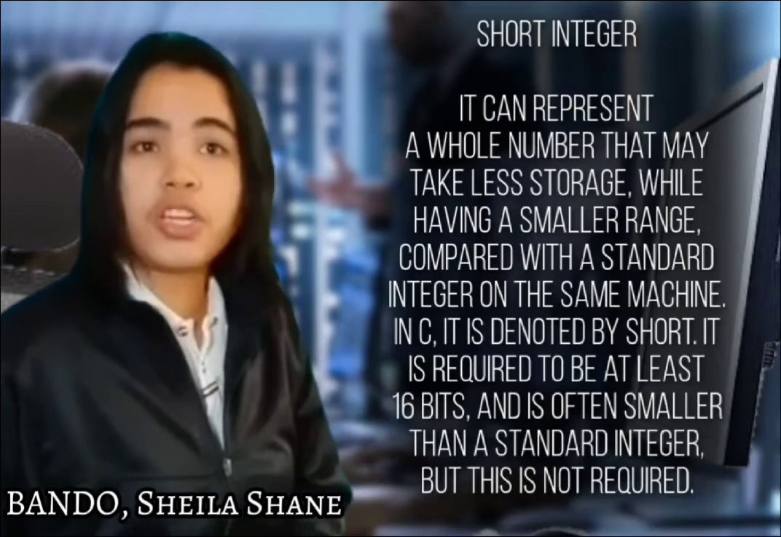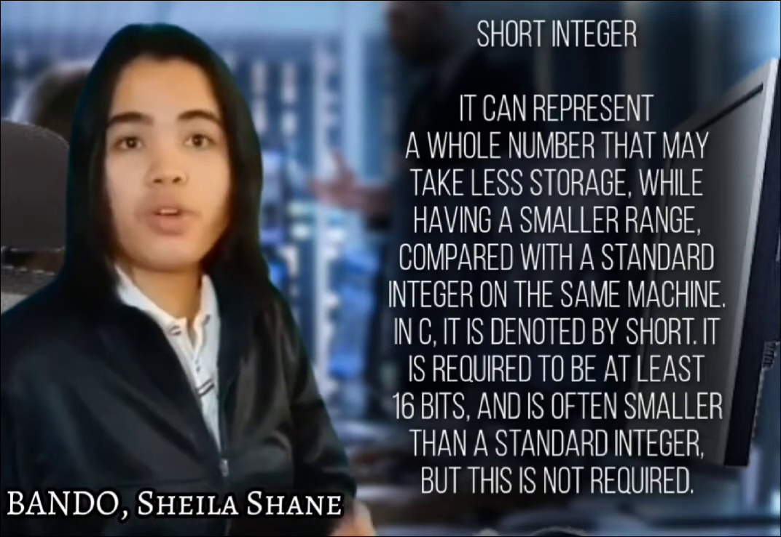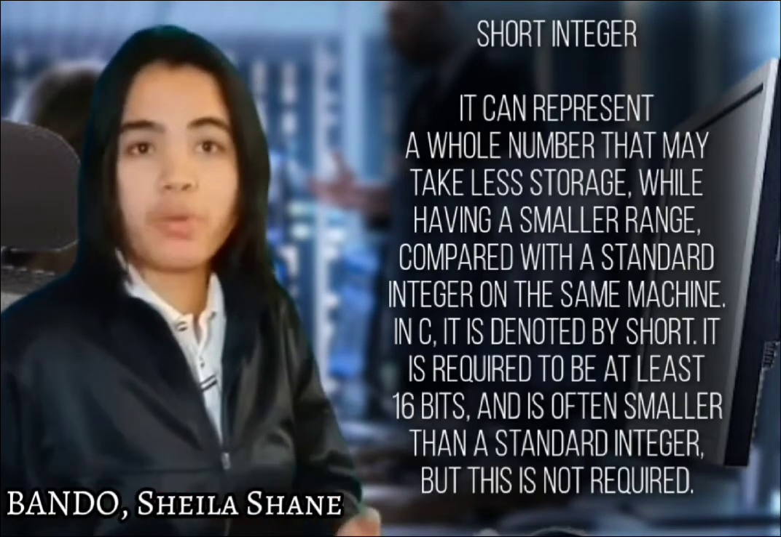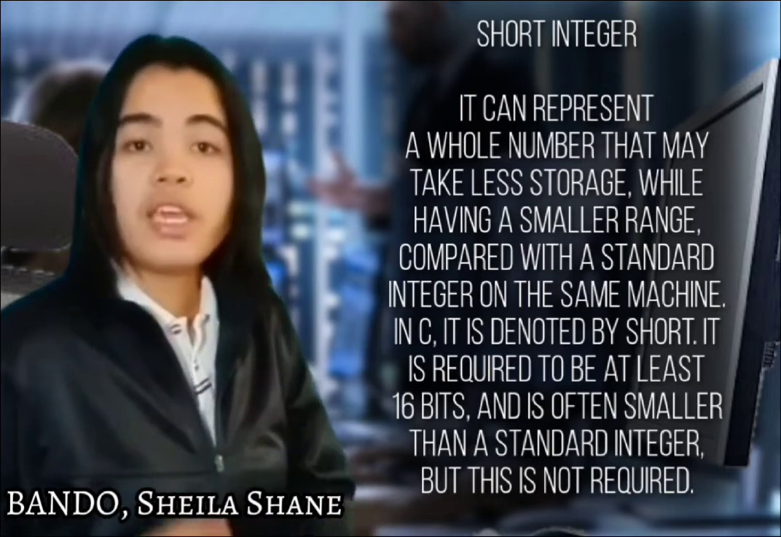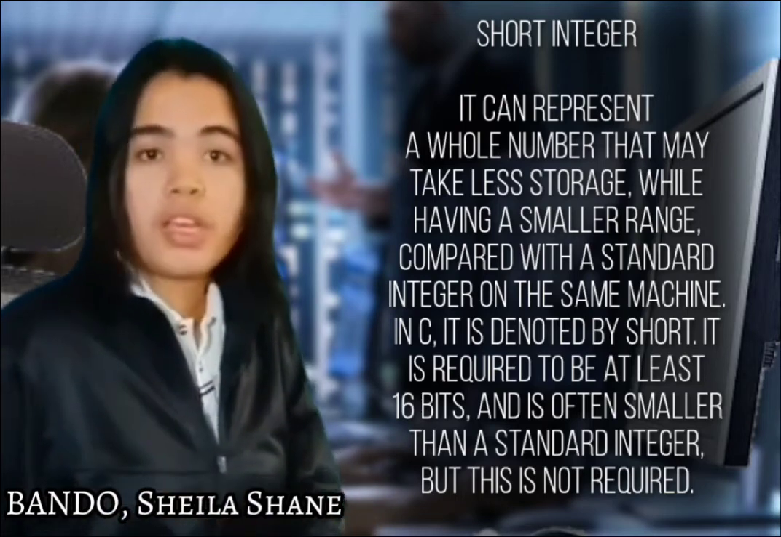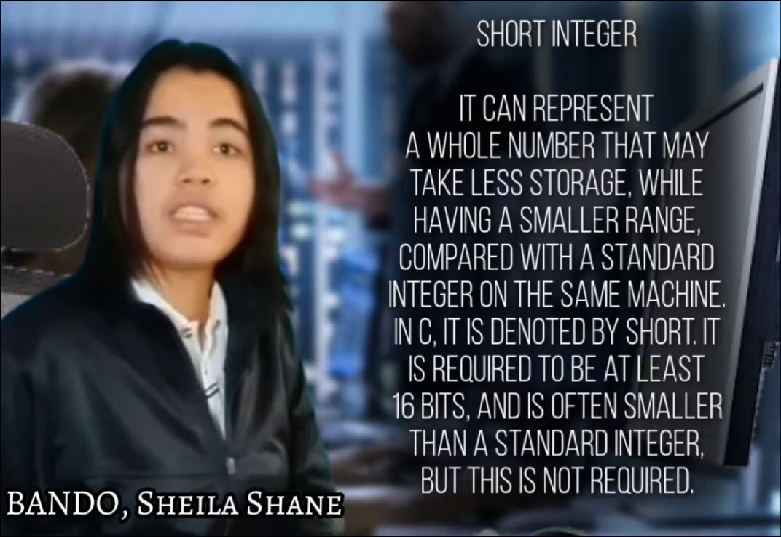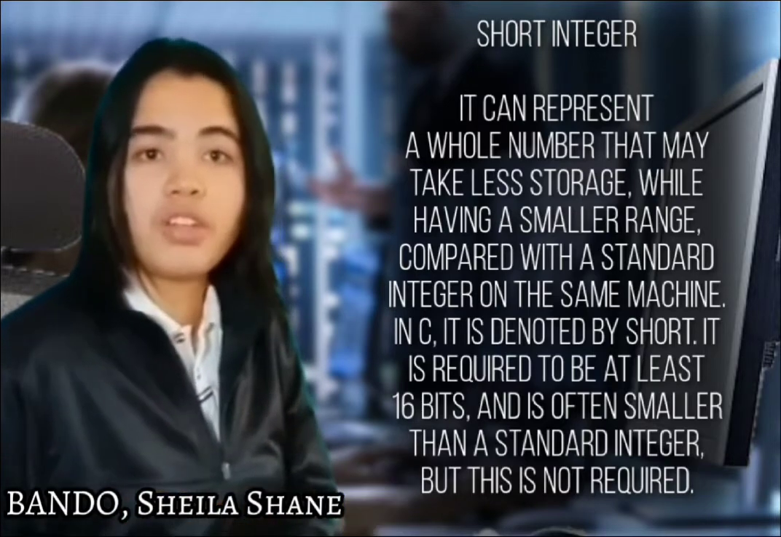A short integer can represent a whole number that may take less storage while having a smaller range, compared with a standard integer on the same machine. In C, it is denoted by short. It is required to be at least 16 bits and is often smaller than a standard integer, but this is not required.